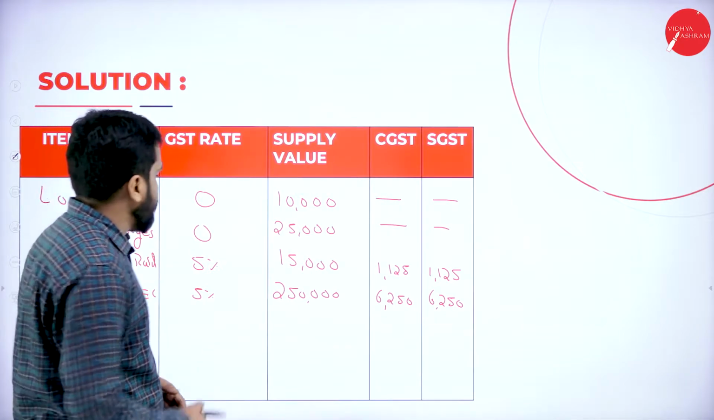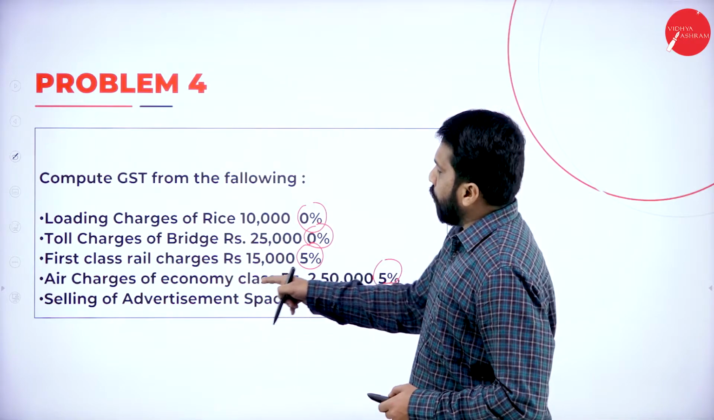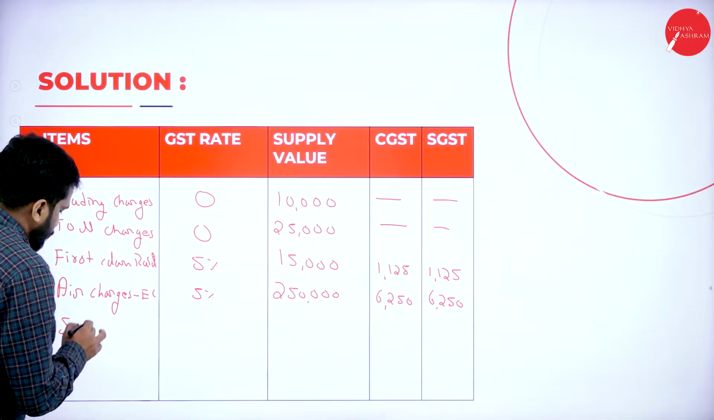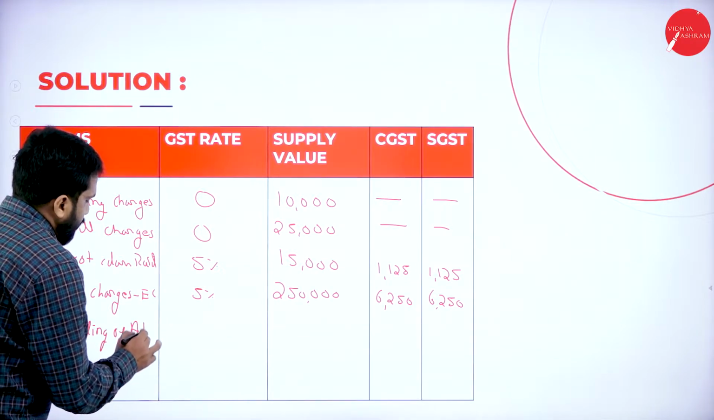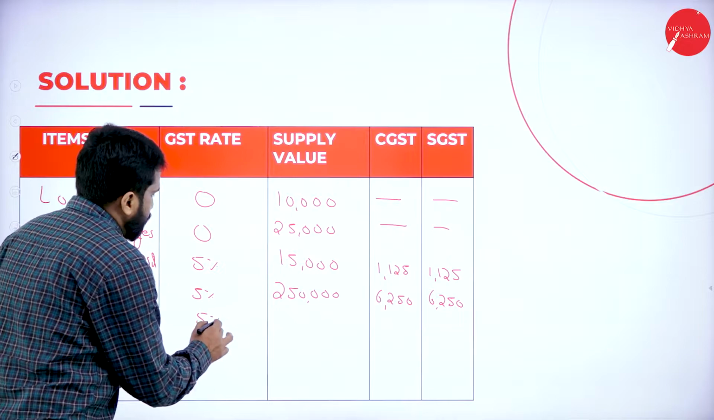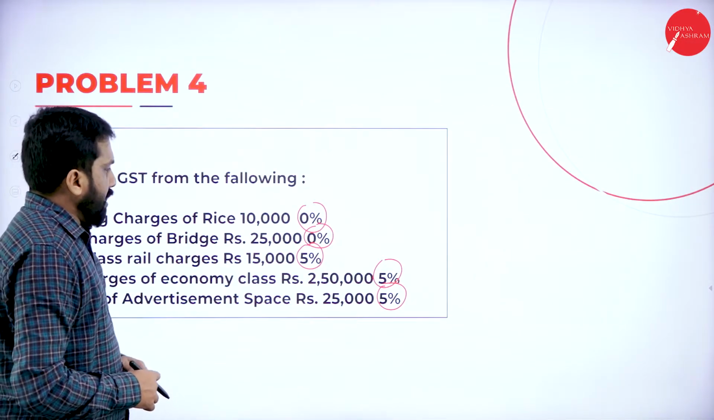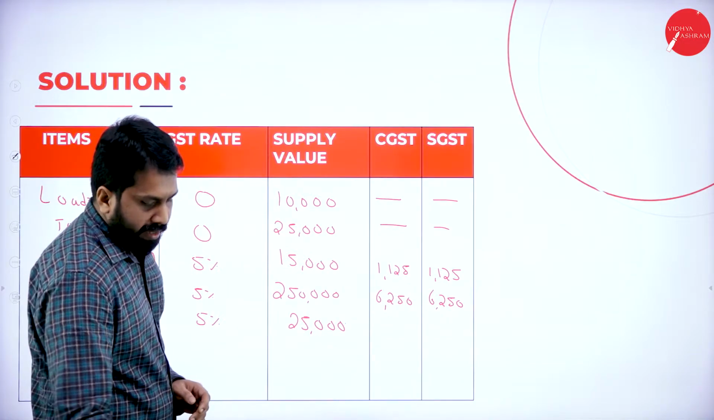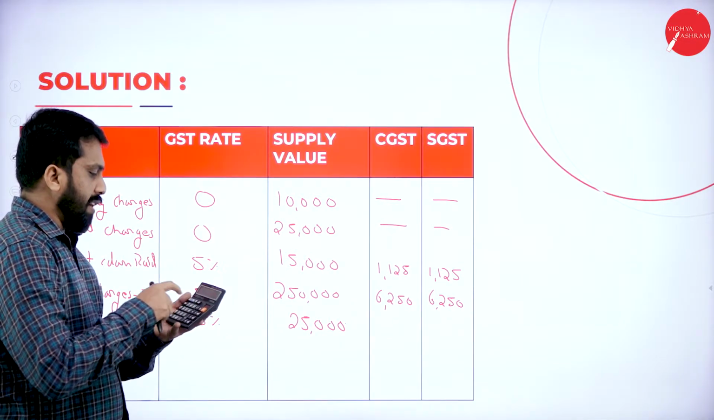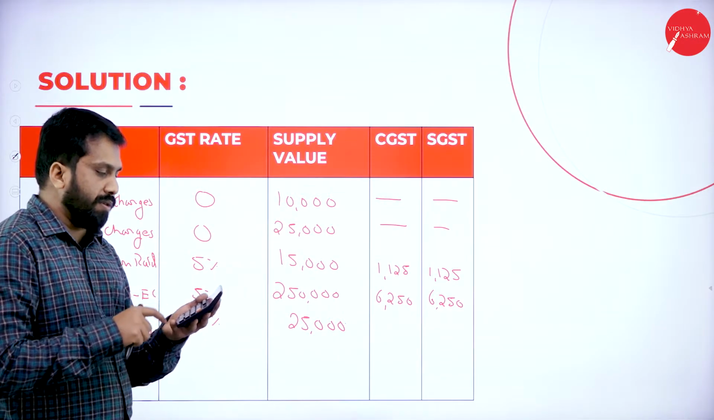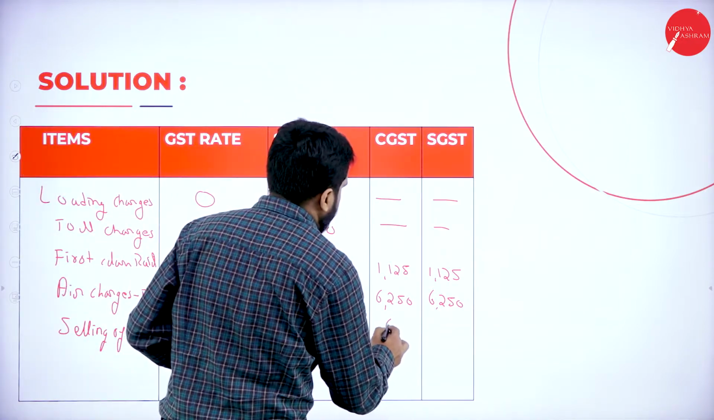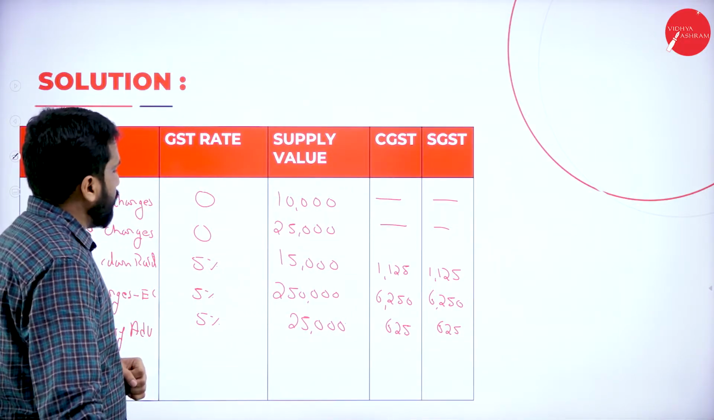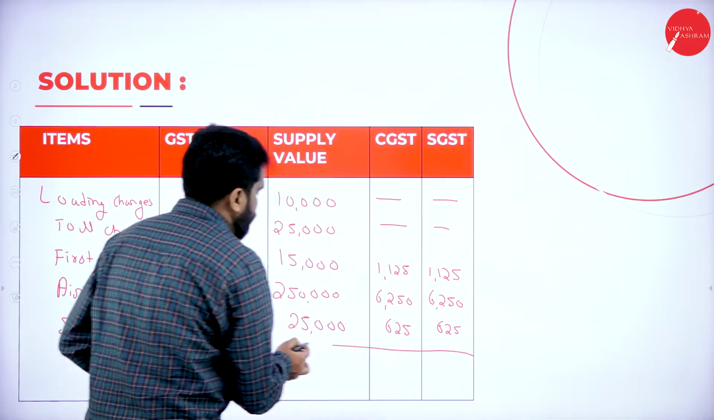Now, we have the last one, selling of advertisement space, 25,000 at 5%. We'll calculate. So it will be 25,000 into 5%. I got 1,250, divided by 2. It will be 625 and 625. So we are done with all calculation, just you are supposed to total.